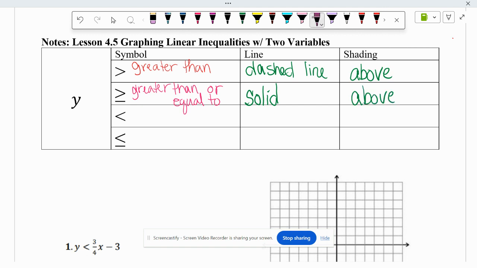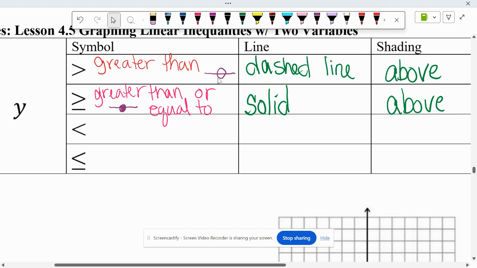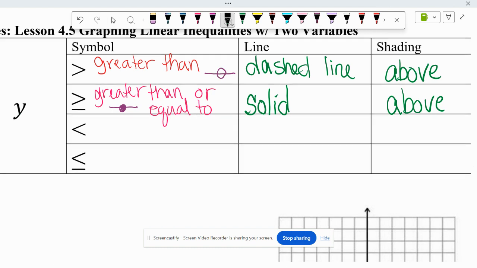I want you to think back to when you learned how to graph inequalities. If you had a greater than symbol, it was an open circle. If you had a greater than or equal to, it was a closed circle. That open circle linearly represents a dashed line, and that closed circle linearly represents a solid line. That's where this comes from.